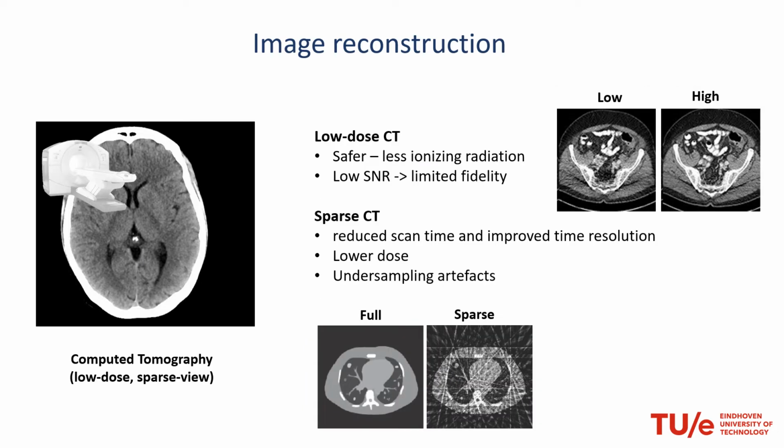Of course, for computed tomography, we also have these kind of opportunities. I will not go too much in detail today about AI for CT, simply because we have, as a group, not worked on computed tomography, so I'll leave that to others. But there are also similar opportunities. You can think of low-dose CT, which is safer, less ionizing radiation, but it's lower SNR. Can you overcome that with AI? Sparse CT, reducing scan time, improving time resolution again. Lower dose, so if you use sparser transmits, it's a lower dose, and you will also need to deal with undersampling artifacts. So again, image reconstruction will need to deal with that.